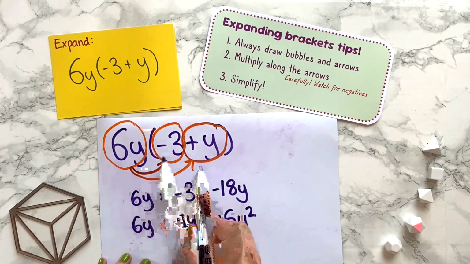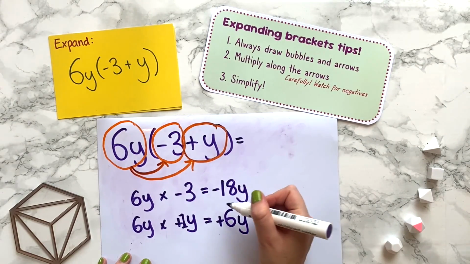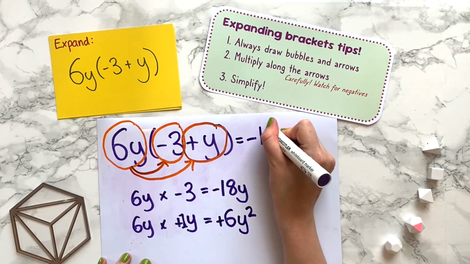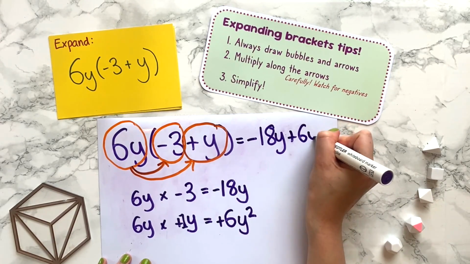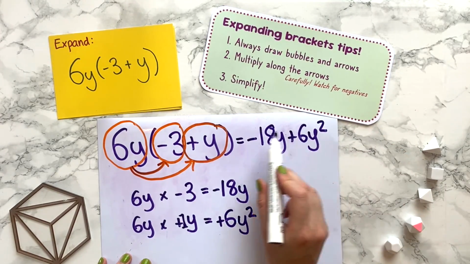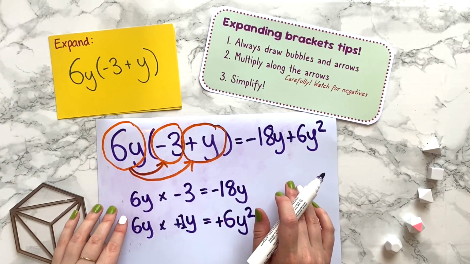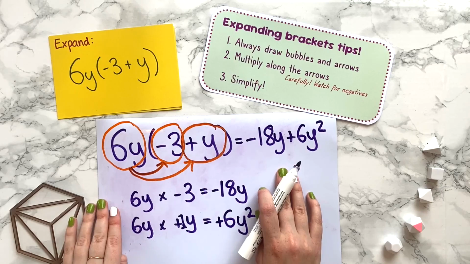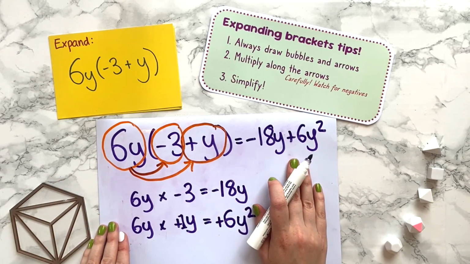So we've followed both arrows. This leaves us with the answer. I can just write it from here. We have minus 18y plus 6y squared. And that is this expression expanded. This and this mean exactly the same thing. They're just written a little bit differently. We've got rid of the brackets, so we've successfully expanded our expression.